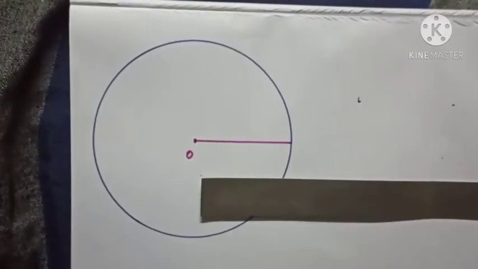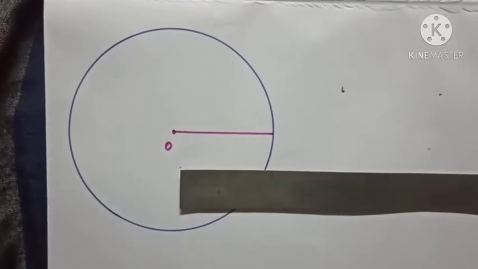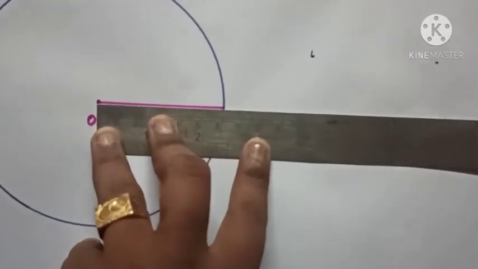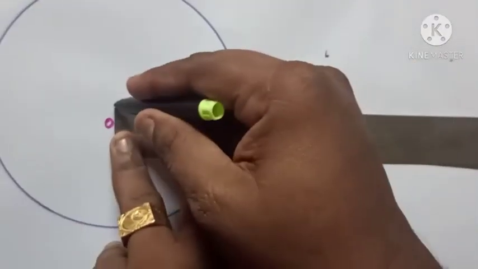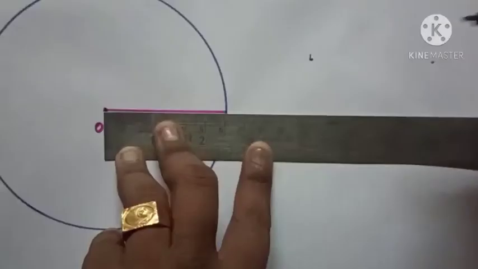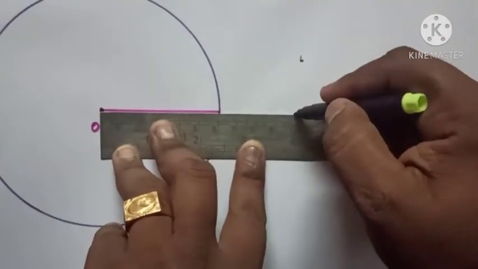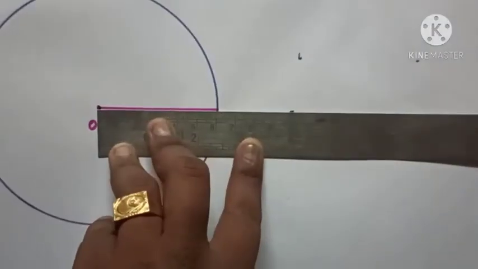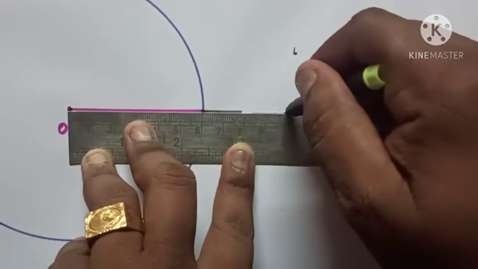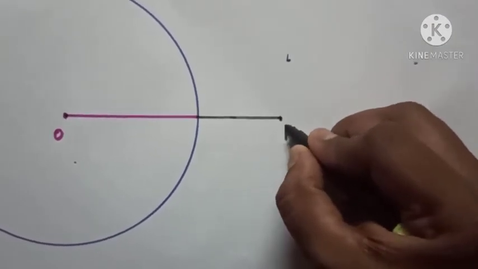Okay, next what we need to do is take a point P away from the center. So now we take a point P on the extension from O. From the point O we need to take 10 centimeters away. So here it is 10 centimeters. Now this is the extension line, and I name this point as P.